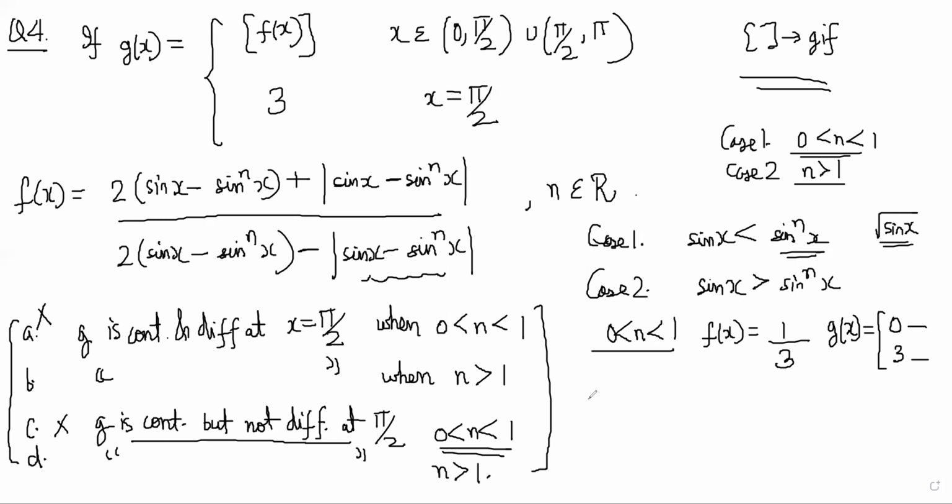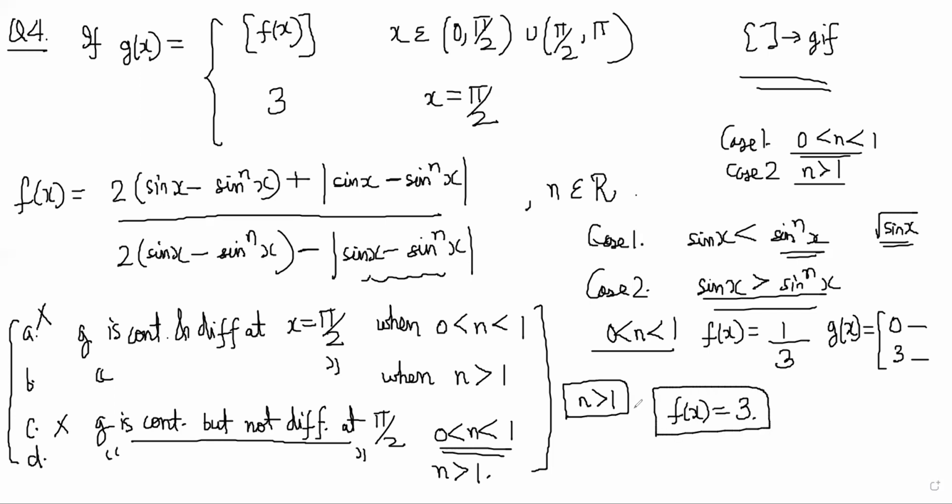So now we'll do case 2 when n is greater than 1. In this case, sin x is greater than sin^n x. So you get f(x) equal to 3, and g(x) is a constant function 3. So now it is continuous and differentiable. This option is correct. This option is wrong because it is not differentiable, it's a constant function, right? So answer is B.